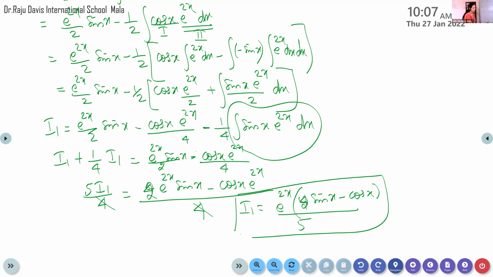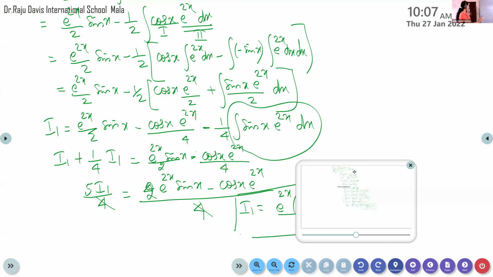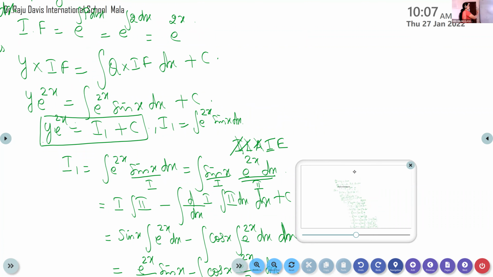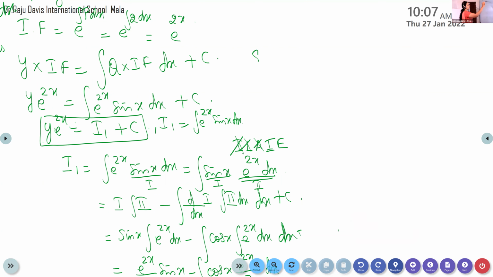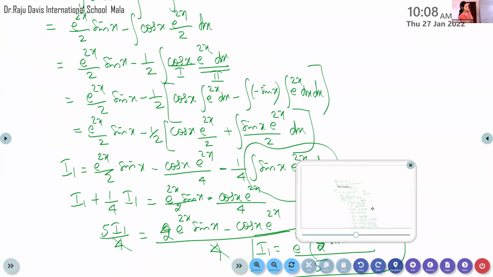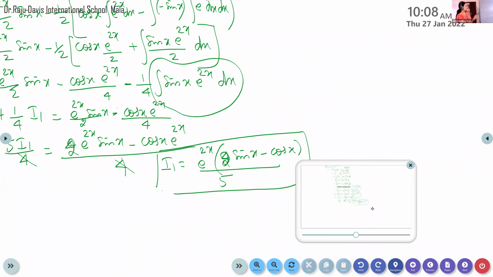This is 2. Okay. So after finding I1, substitute this in the first equation where we stopped. We wrote y is equal to, substitute here. Therefore, the solution is y into e raised to 2x is equal to I1. What is I1? Now we have calculated. I1 is 1 by 5 into e raised to 2x, 2 sin x minus cos x.